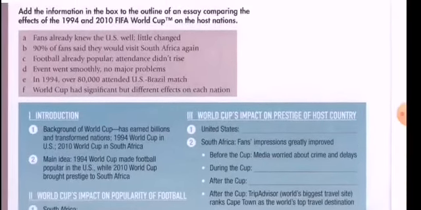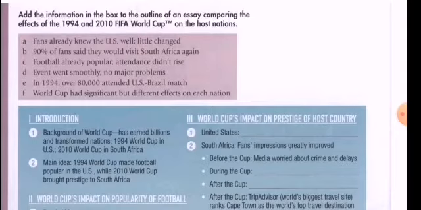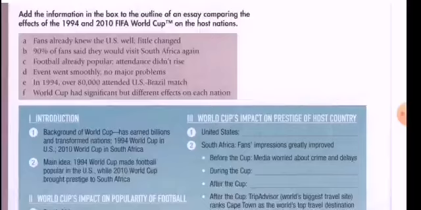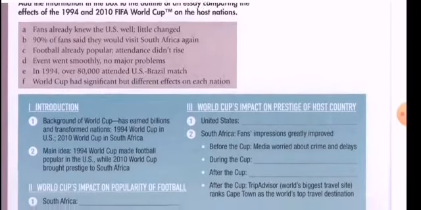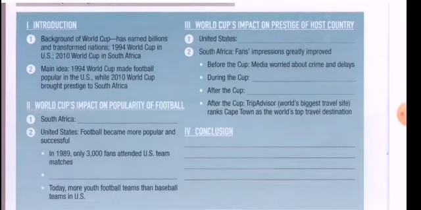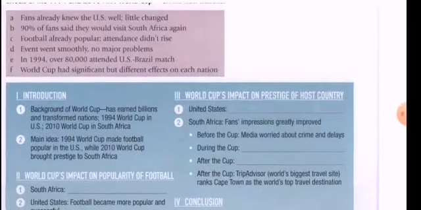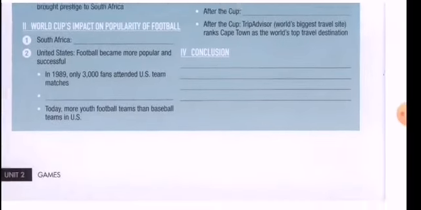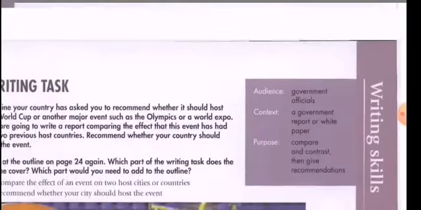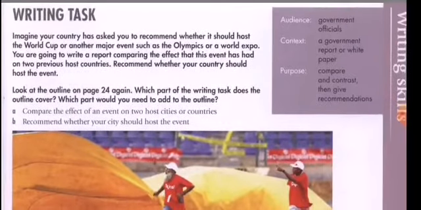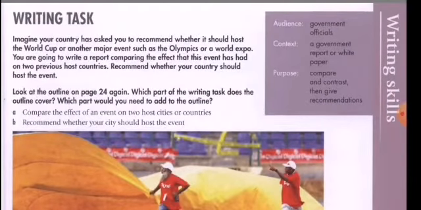And here you need to add this information, A to F, to the outline, which is here. You can see spaces, blanks here, and you need to place that information in the blanks. And now you are asked to write a report. What kind of report? Here we will find out together.